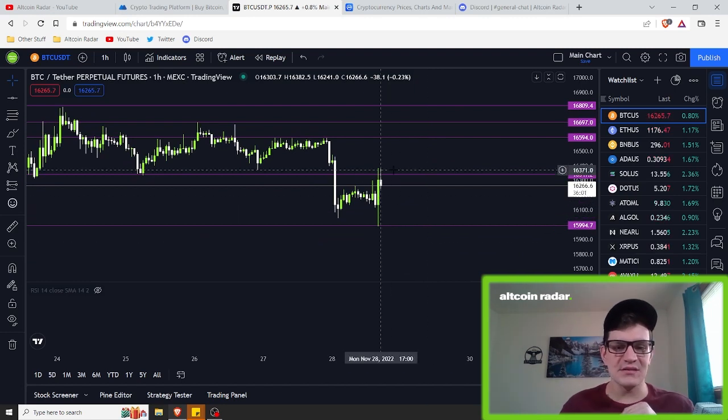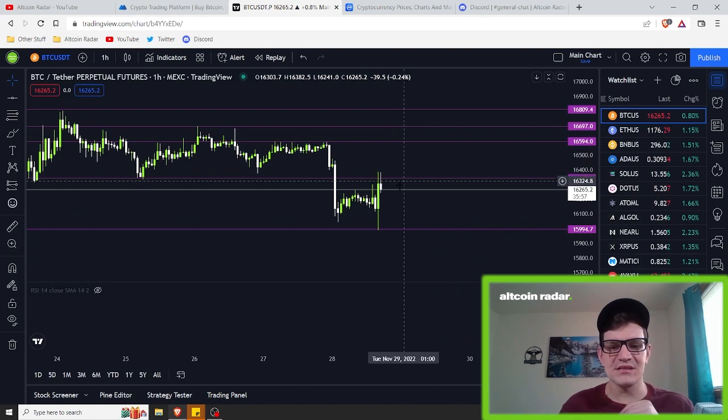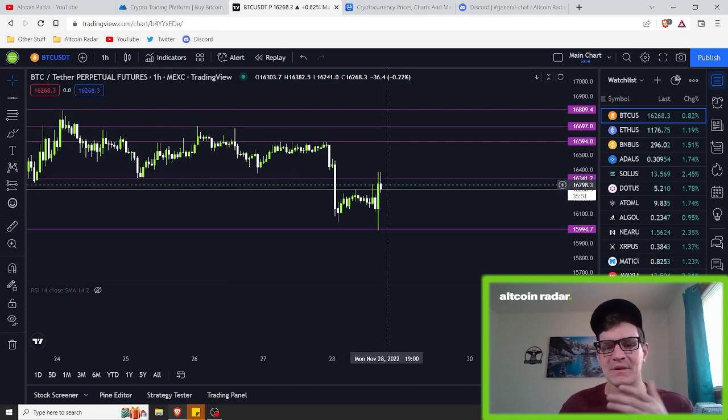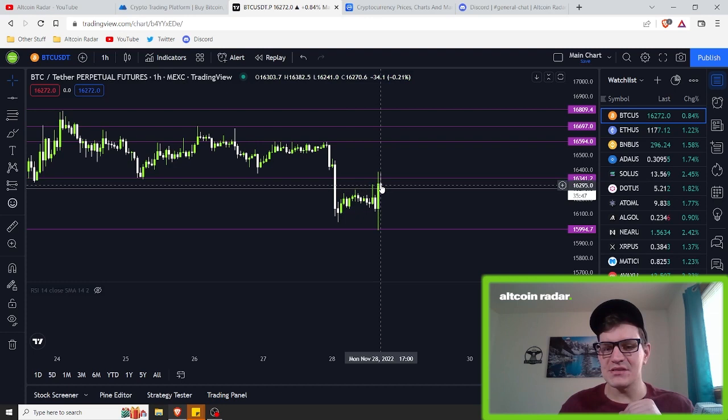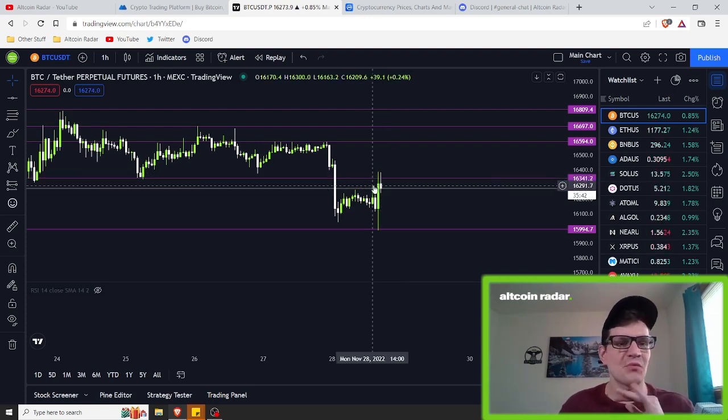So as you guys can clearly see on the 1-hour chart, we are currently pretty far below this layer of resistance right here, okay? Now, again, if this 1-hour candle closes above this line, that's good news, but you don't want to trade off of this.